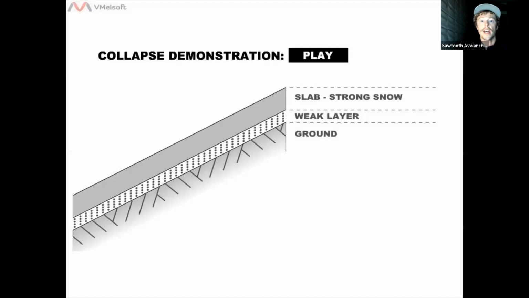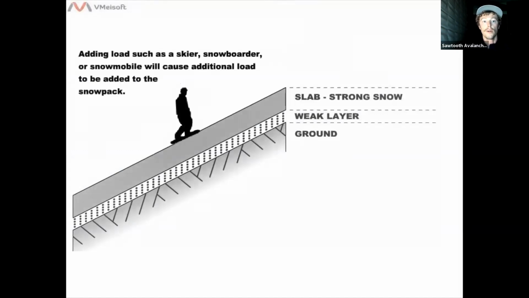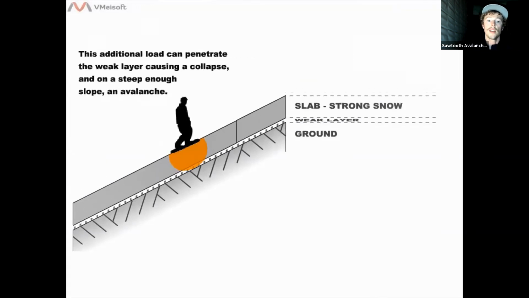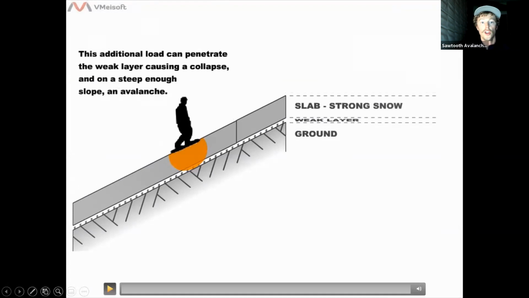So to see that in a little diagram here, you throw a skier or a snowboarder onto a slope, and the force that they apply can sometimes be enough to collapse that weak layer. I'll play this video again. And that's what we're talking about when we talk about a collapse.